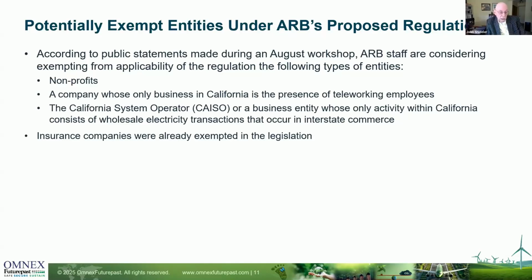Another exemption is the California System Operator for Distribution of Electricity, CAISO, or any other business entity whose only activity within California consists of wholesale electricity transactions that occur in interstate commerce. Think about the Bonneville Power Administration, for example. Insurance companies were already exempt due to a provision in the legislation itself.